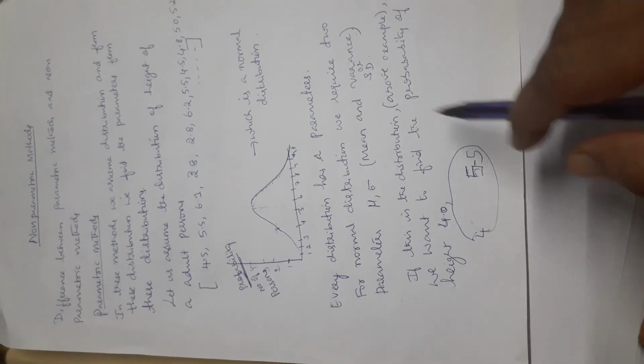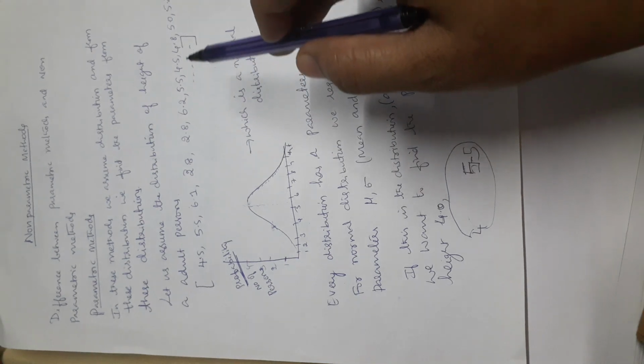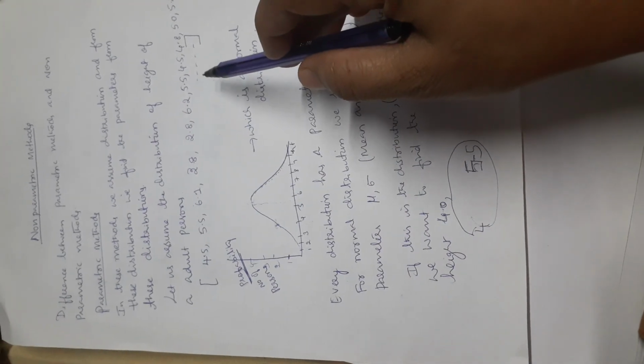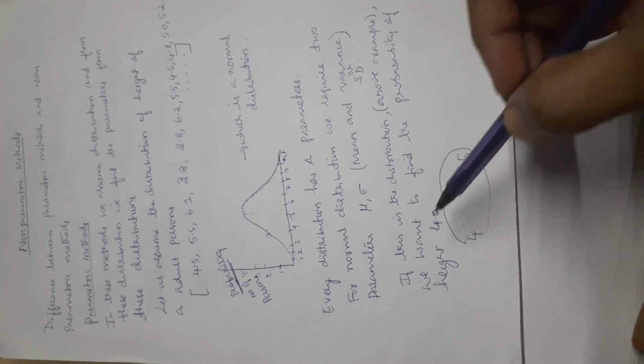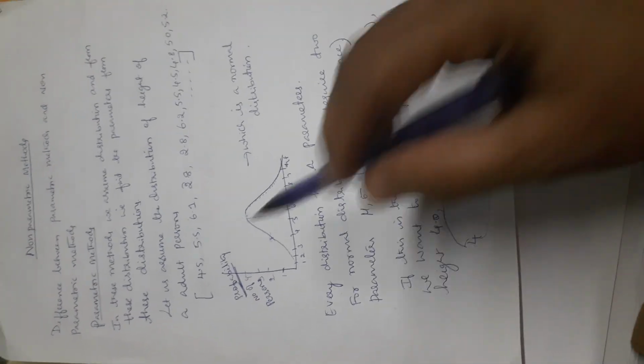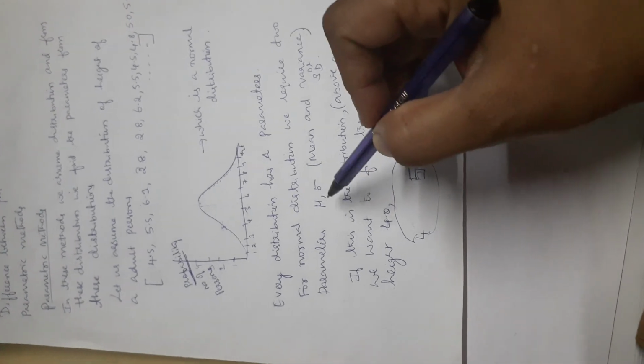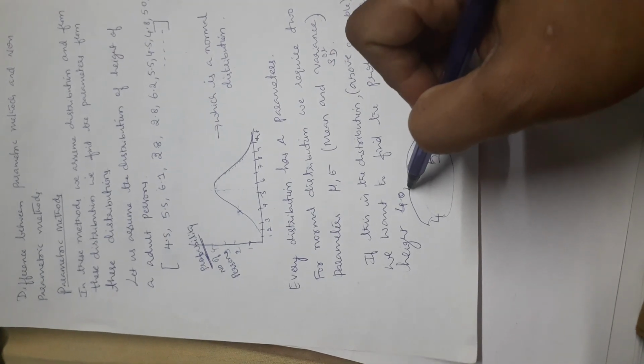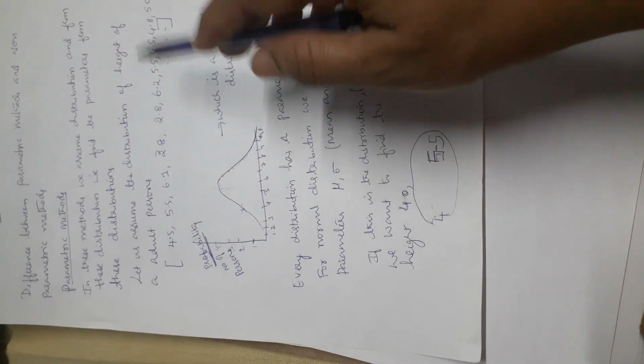So this is the data set values that we know and the probability we can get. But for a new height 4.0, suppose 4.0 is not present in the data set, I want to find the answer for the probability of height 4.0. So what we can do is just use these two parameters, mu and variance, and calculate the probability of the height 4.0 that actually appears in the distribution of the height of the adult persons.